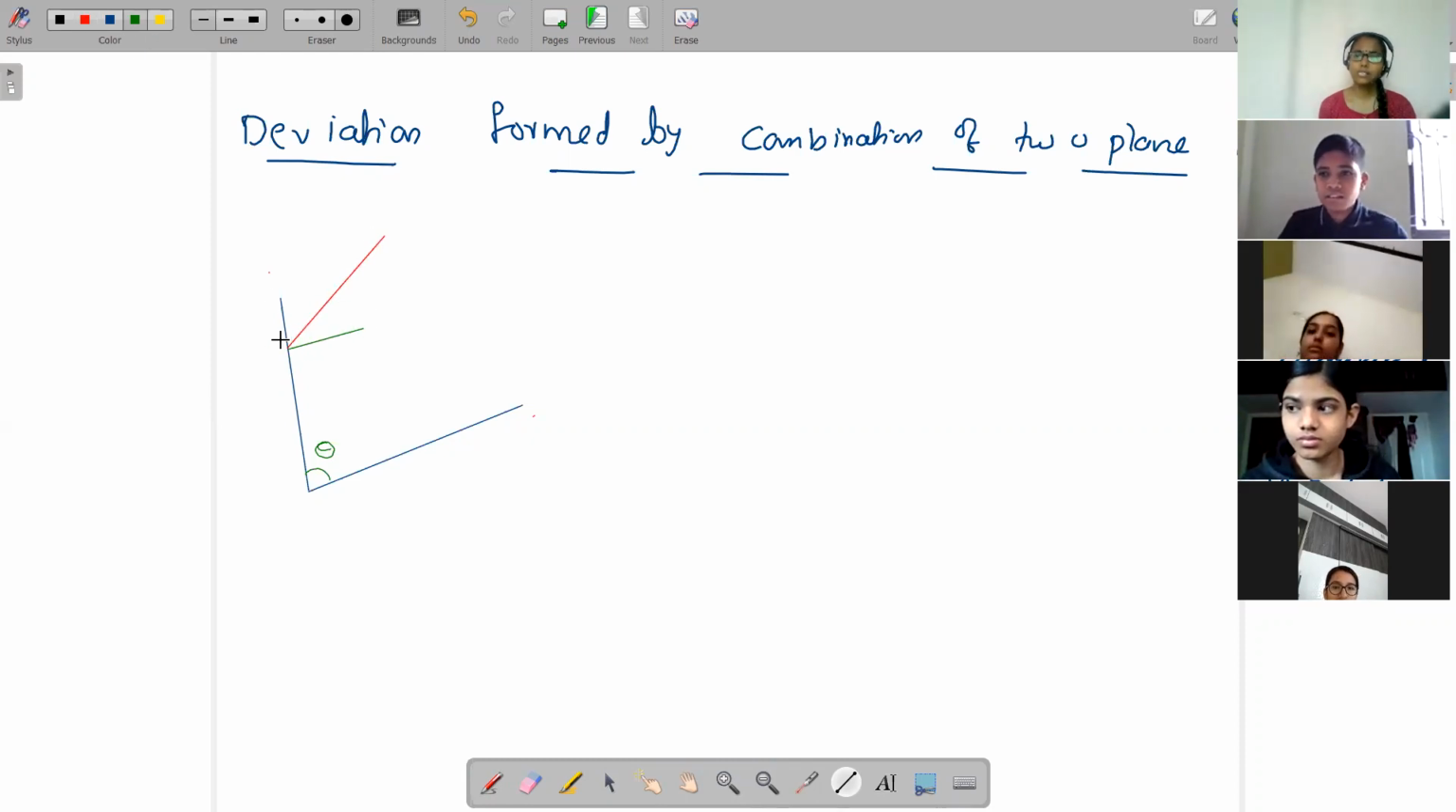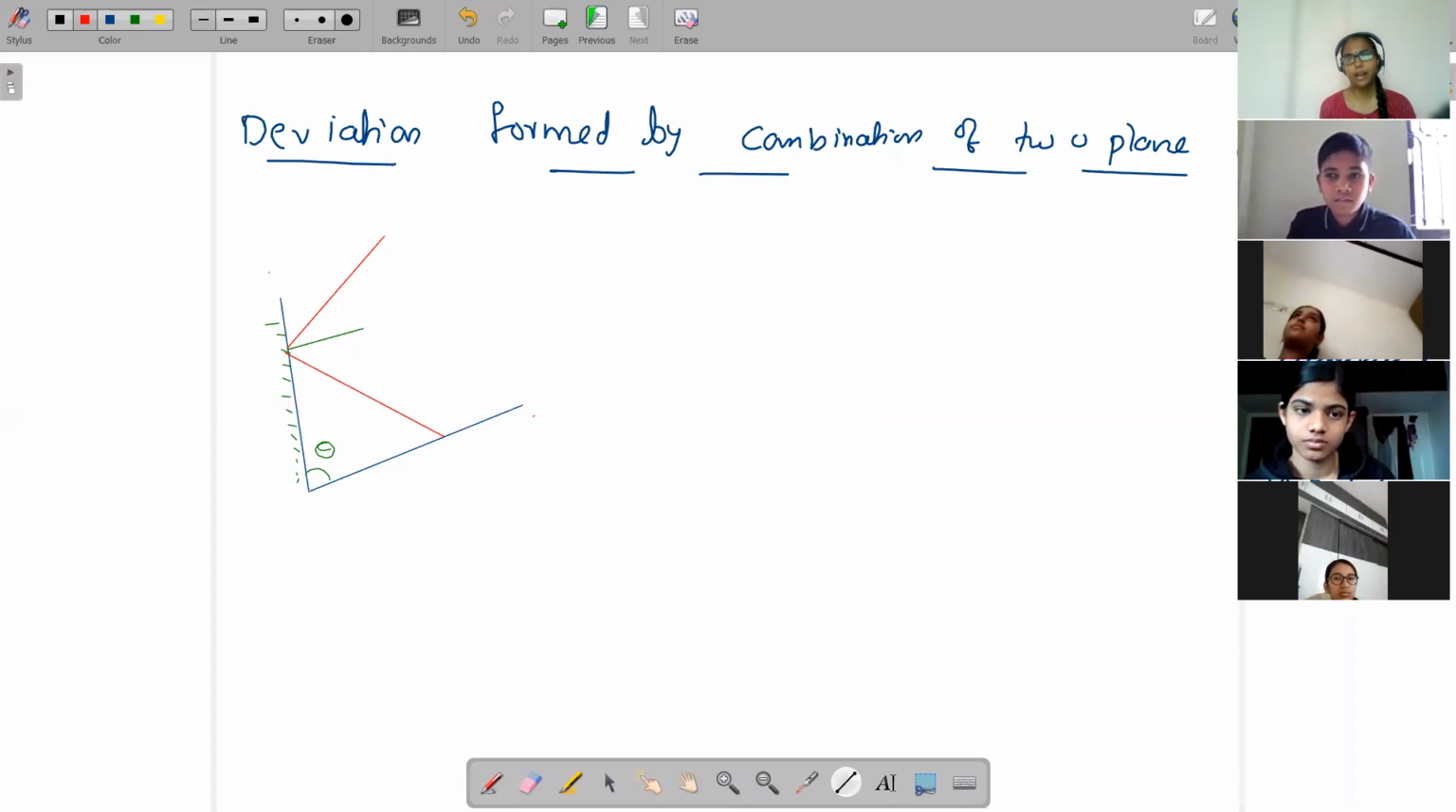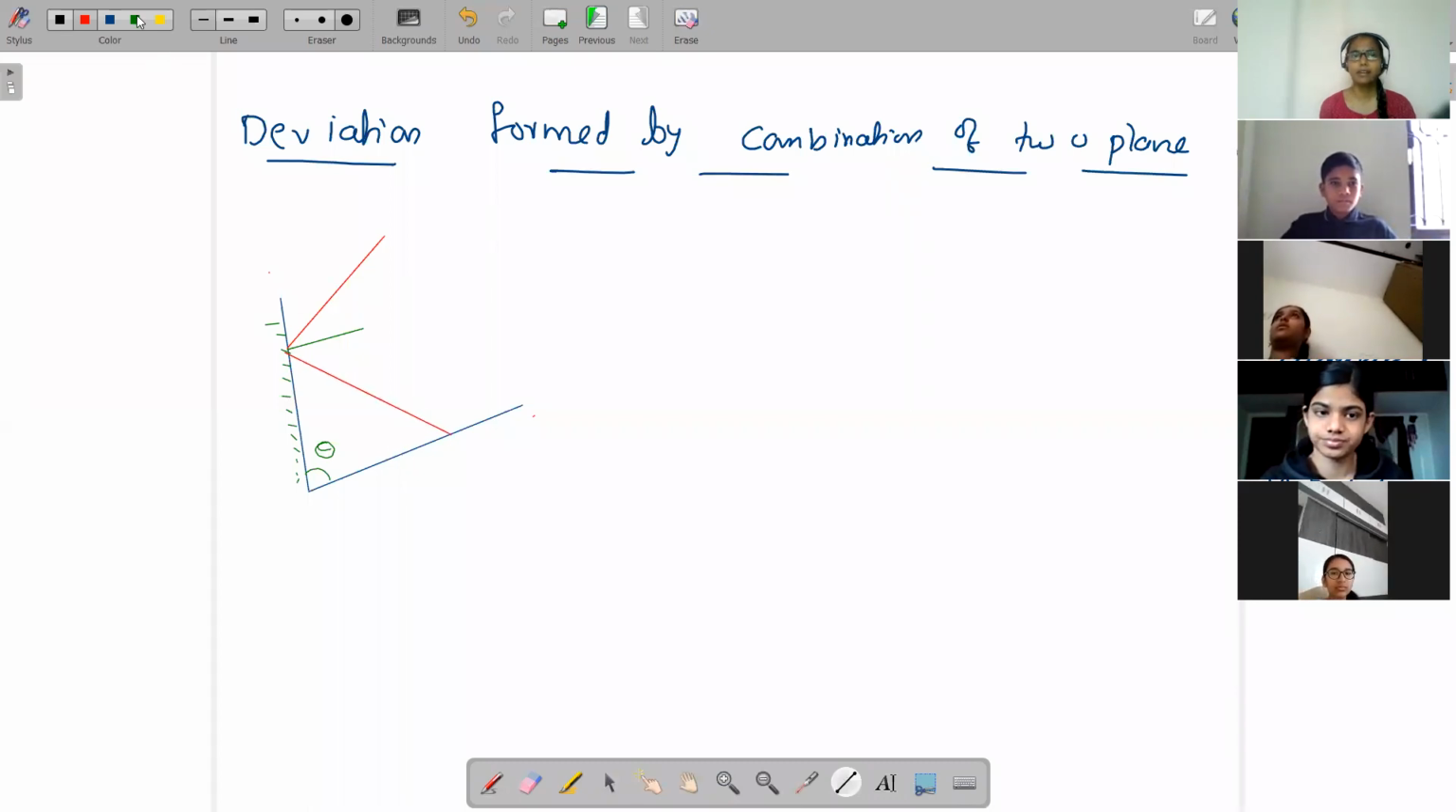When it is incident at some angle, what happens after reflection? The mirror won't allow light to go through, because it is opaque. So the light reflects back into the same medium, like this, and falls on the second mirror. For the second mirror also, there will be a normal. Let us call that N2.